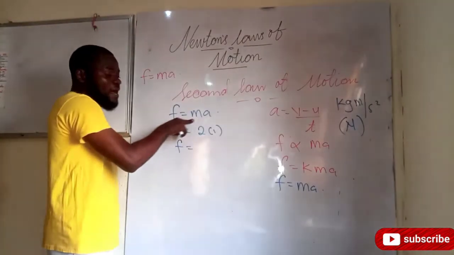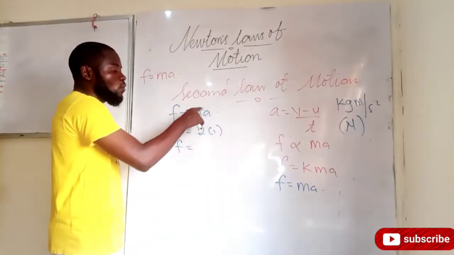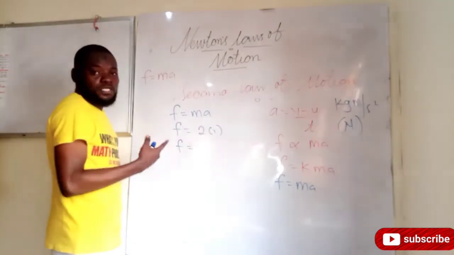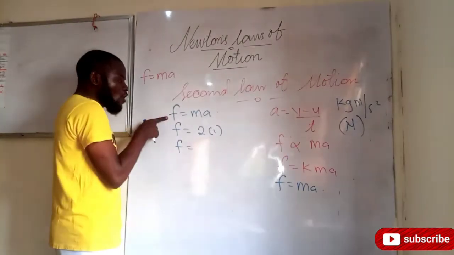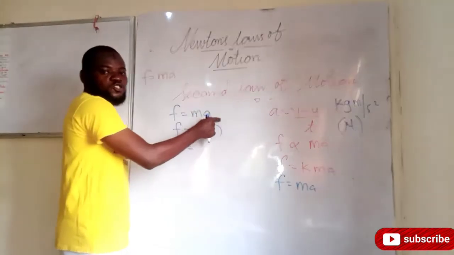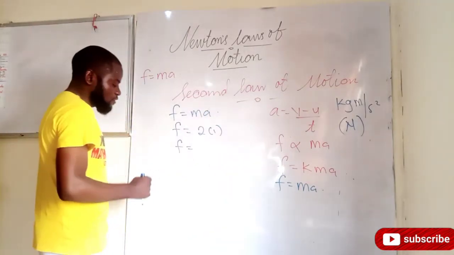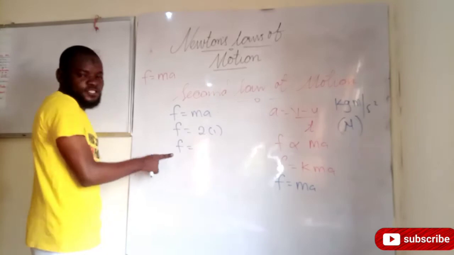Likewise, if I keep my mass constant and I double the acceleration, the force will also be doubled. Hence, we have that force is proportional to mass and also proportional to acceleration. But what will happen to acceleration if I keep the force constant?